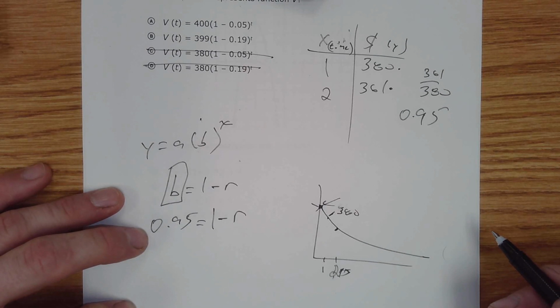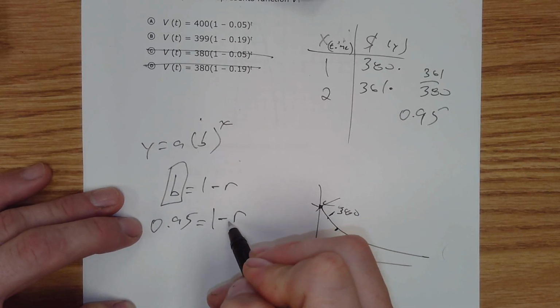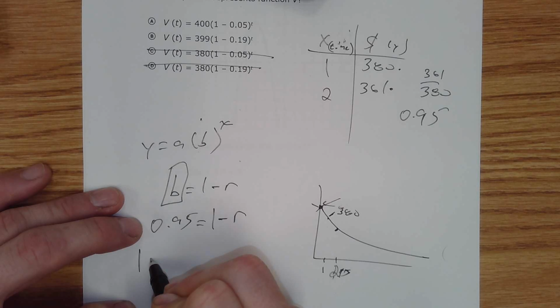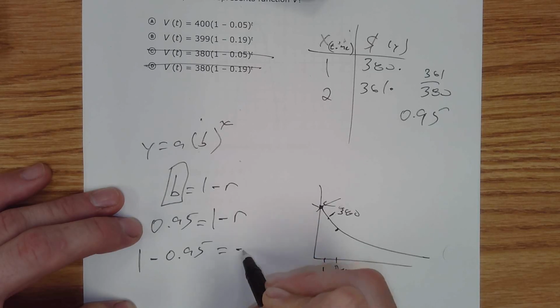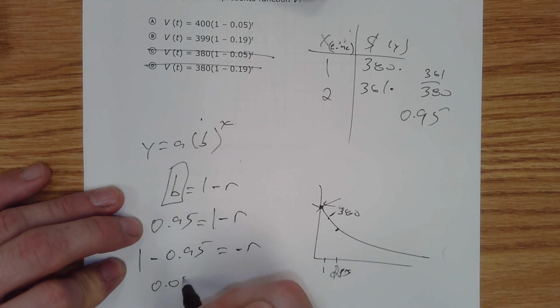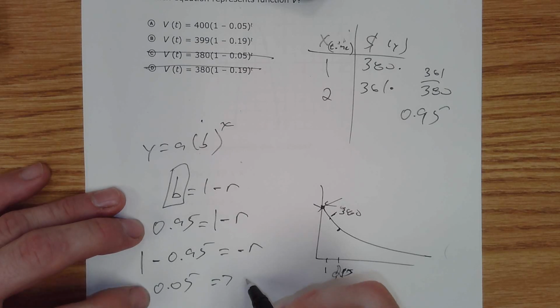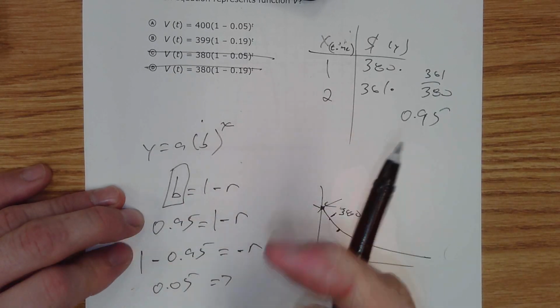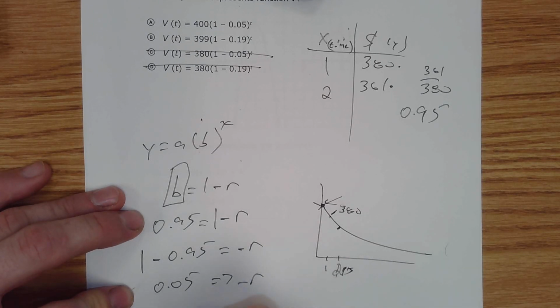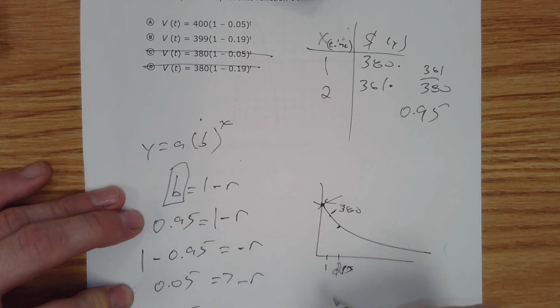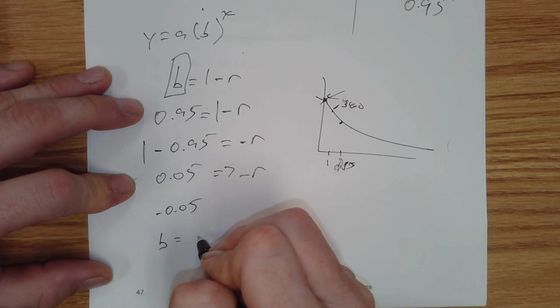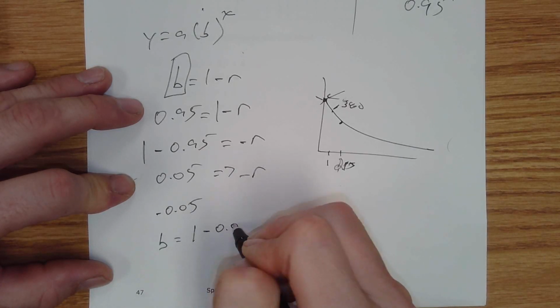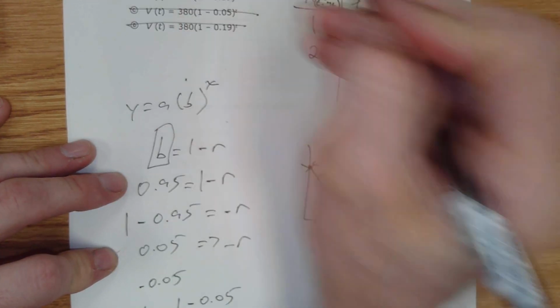From there, I need to make that equal to 1 minus R, because it's a decay. So I'm going to solve for R, and move the 1 over to this side. 1 minus 0.95 equals negative R. So this is 0.05. Therefore R equals negative 0.05. So B equals 1 minus 0.05, which is this one right here.